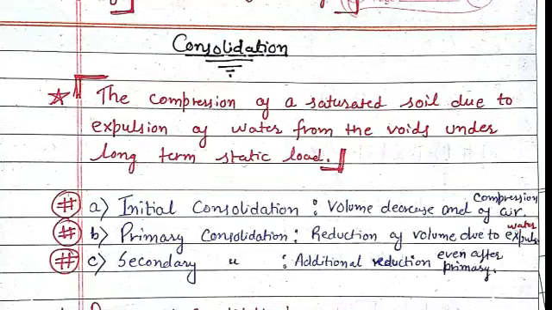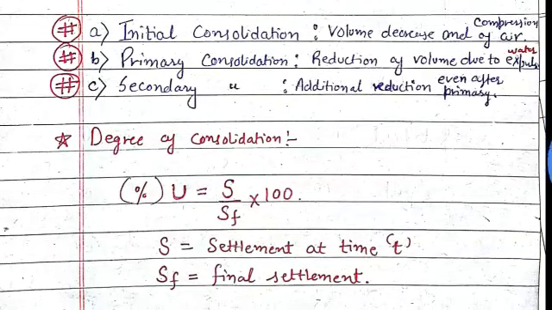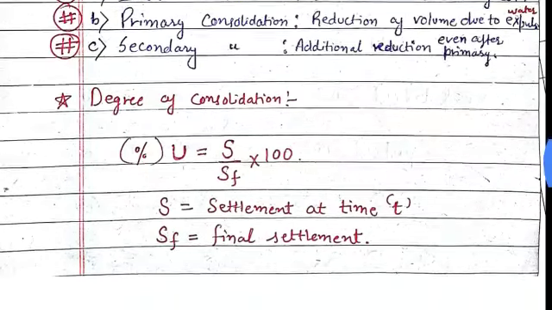And primary consolidation is reduction of volume due to water expulsion. And secondary consolidation is additional reduction even after primary consolidation. Next one, degree of consolidation, that is denoted by U, and in percentage, U equal to S upon SF into 100, where S equal to settlement at time t and SF is final settlement.